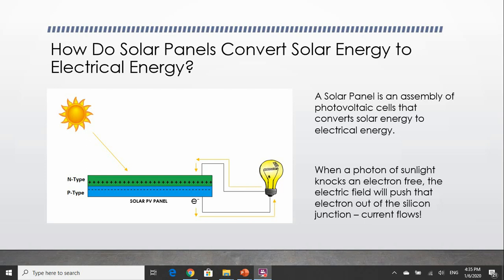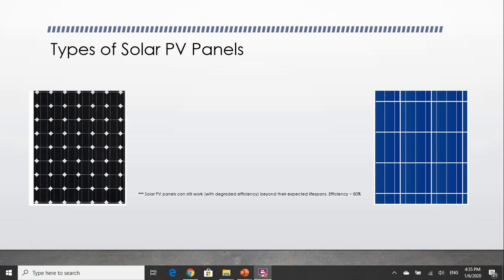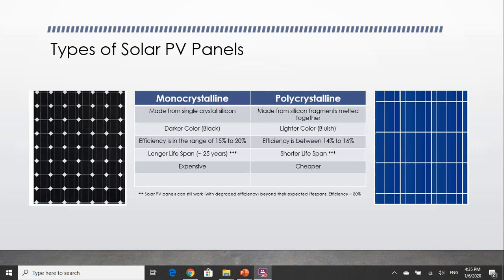There are basically two types of solar panel used in home installations. The monocrystalline, that's the one on the left, and the polycrystalline panels, that's the one on the right. And there are other types as well, such as thin film, which we will not discuss here.